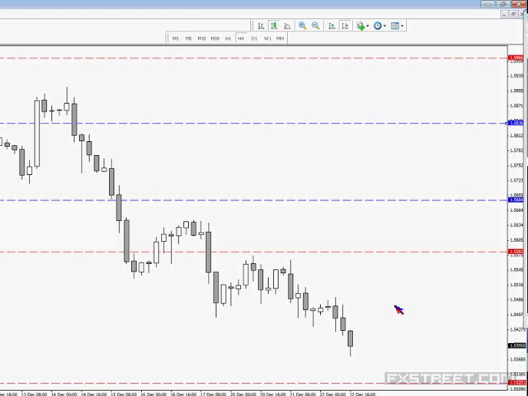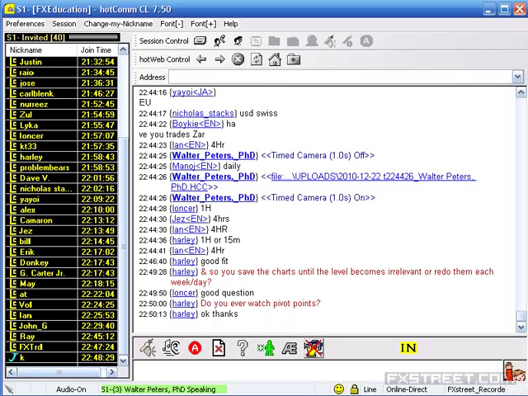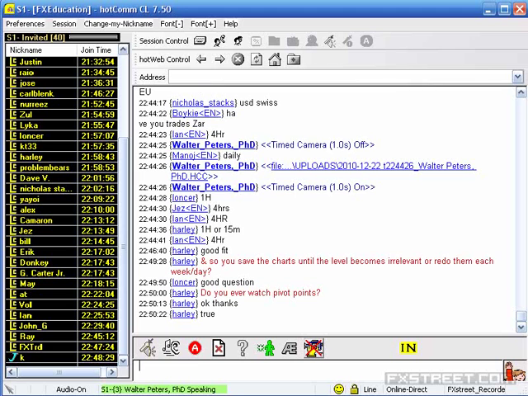So Harley said, so you save the charts until the level becomes irrelevant or redo them each day. Yeah, I just leave these zones on here. Harley says, do you ever watch pivot points? No, I don't really. For me, and I'm sure pivot points probably line up with support and resistance at times. So that's it. So I'll just leave them on here.